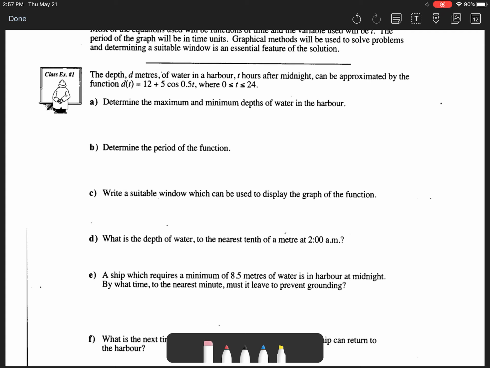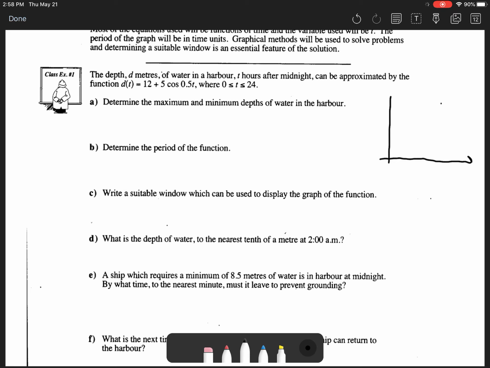So the first question reads like this. The depth d meters of water in a harbor t hours after midnight can be approximated by this function. D of t is equal to 12 plus 5 cos 0.5 t, where t is between 0 and 24. So again, some really important things right away in that question.